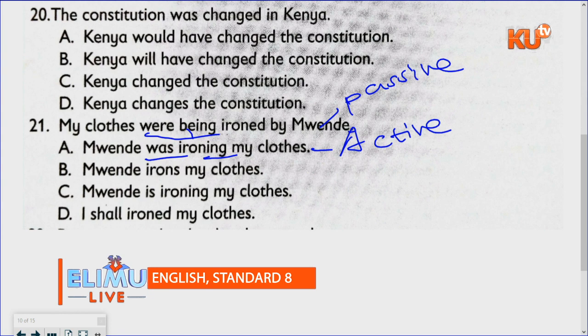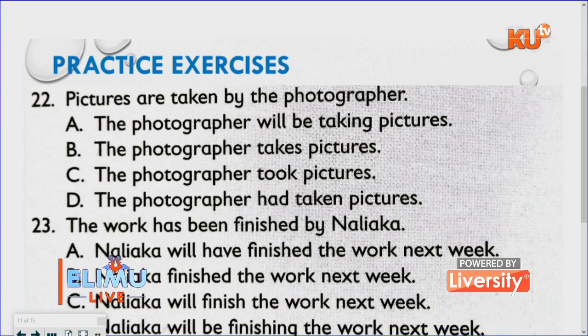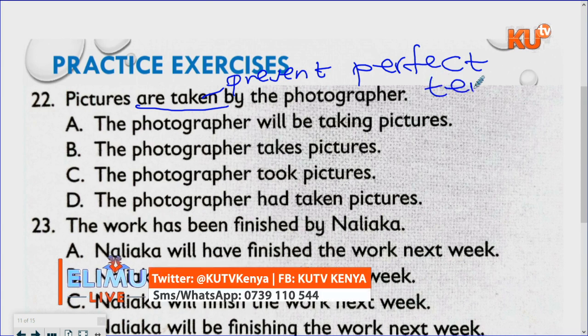The next exercise, question 22. Pictures are taken by photographers. Pictures are taken. Are taken. That tells you that it is in present perfect tense. Are is present. Taken is perfect. Present perfect tense. Are taken is in present perfect tense.